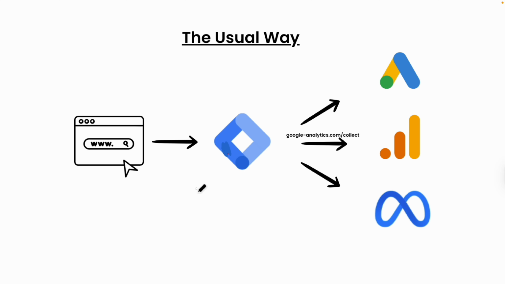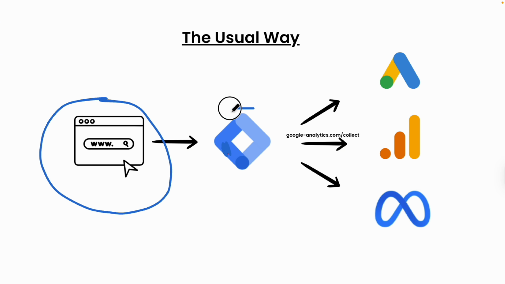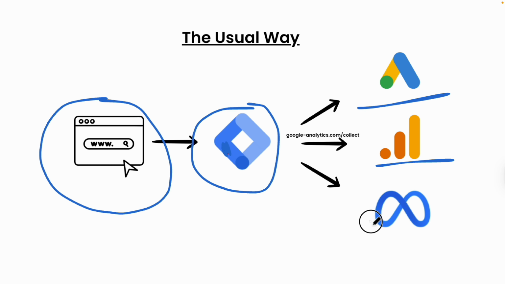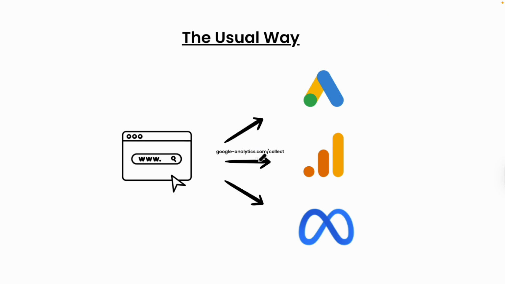First, let's talk about the usual way how web Google Tag Manager works. So you install Google Tag Manager on your website, and then whenever a user visits your website, using Google Tag Manager you send this data directly to your advertising platform, such as Google Analytics 4, Google Ads, or Meta Pixel. Or you can send this data directly without Google Tag Manager, like using a plugin.